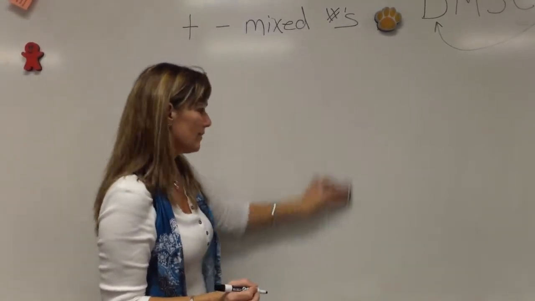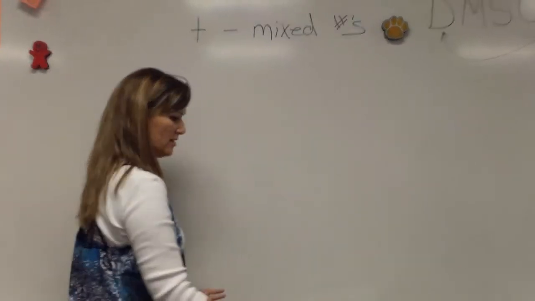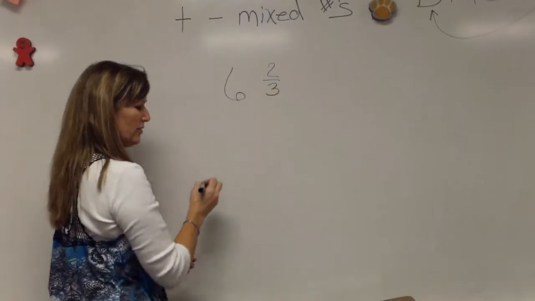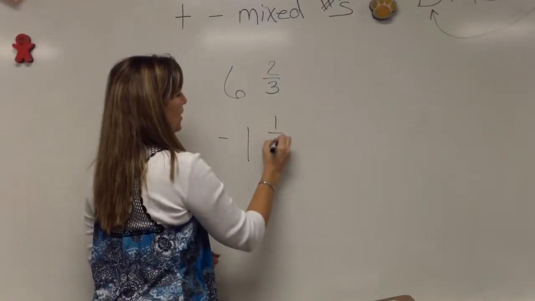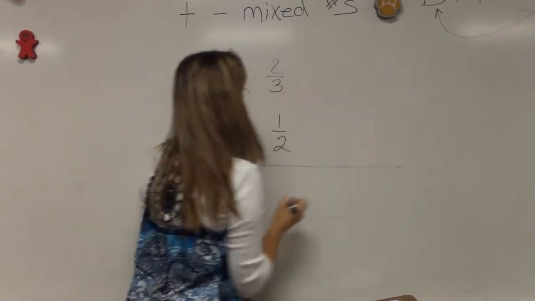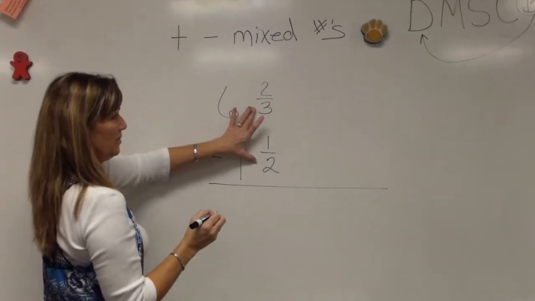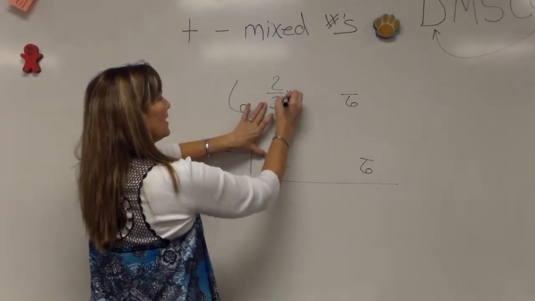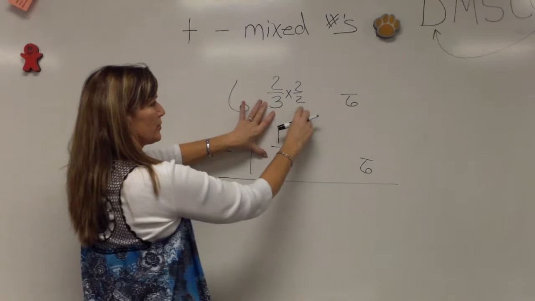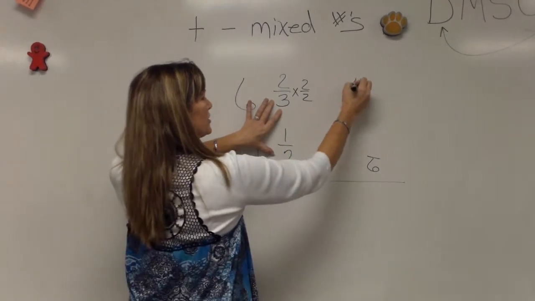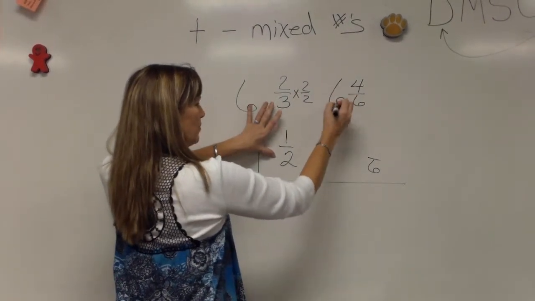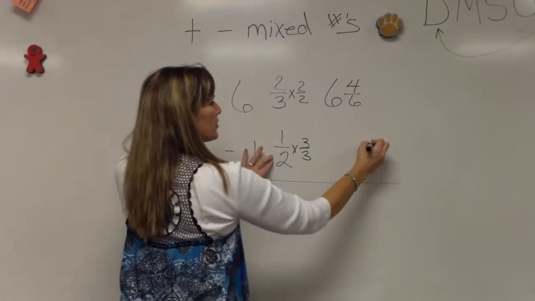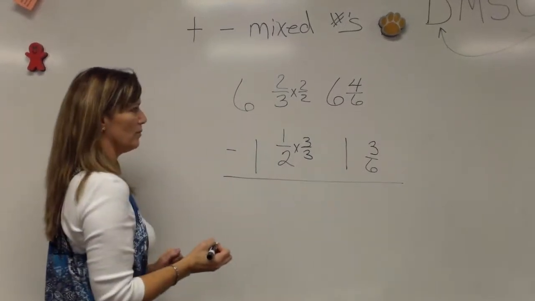Okay. Now, when we do have a fraction up top, things are a little different. So let's say 6 2/3 minus 1 1/2. I've got to get a common denominator, so I'm going to use 6. I know if I multiply by 2 over 2, 3 times 2 is 6, 2 times 2 is 4. Bring over my whole number. 2 times 3 is 6. 1 times 3 is 3. Bring over my whole number.